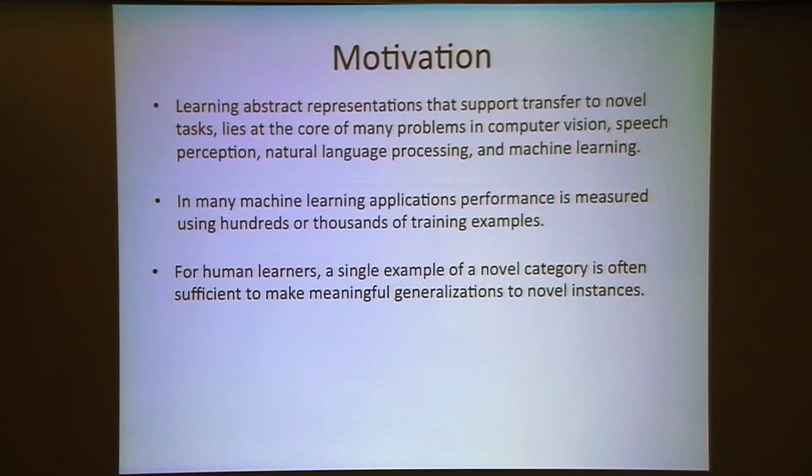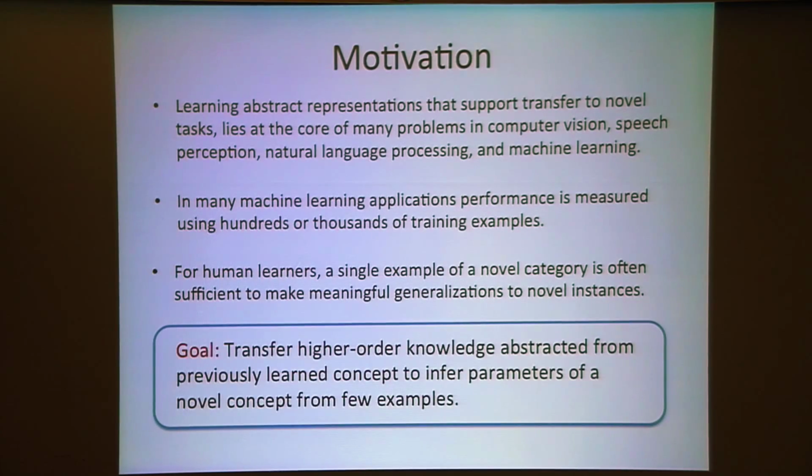What ideally we'd want to do is learn meaningful representations, so that we can start learning new tasks or new concepts fairly quickly, right? In most of the machine learning applications that we're seeing today, you typically measure performance of classification or regression using hundreds of thousands of training examples, whereas for human learners, it's obviously the case that you might only need few training examples. So how can you transfer knowledge abstracted from previous concepts or previous classes so that you can start learning new concepts from few examples, right?